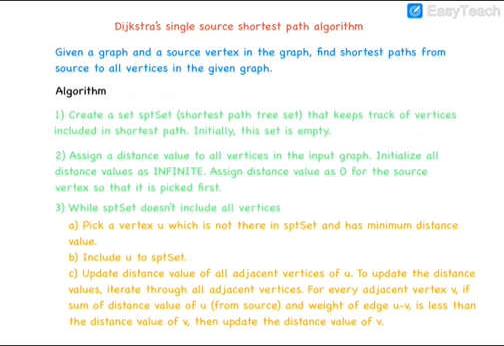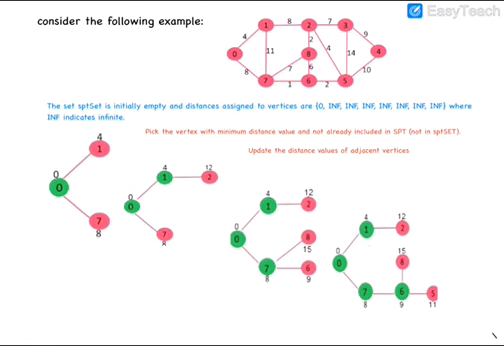After including that vertex into the SPT set, we have to update the distance values of adjacent vertices of u. To do that, we have to find all the adjacent vertices, take the distance value of u, take the weight of the edge from u to v, and add them. We will update the distance value of v if it is less than the already present value. So these steps will be continued until all the vertices of the graph are included into the SPT set. Let us consider an example.